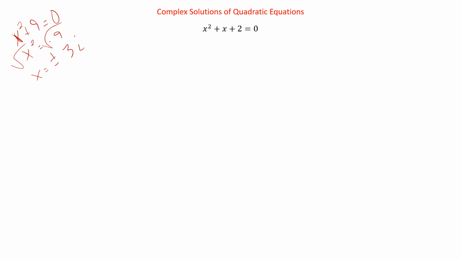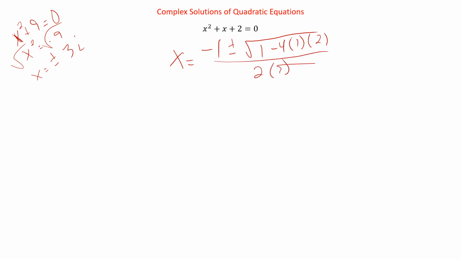So as we're looking at a quadratic, x squared plus x plus 2 equals 0, we can put it into the quadratic formula. x equals negative b, that's negative 1, plus or minus the square root of b squared, 1, minus 4 times a times c, all over 2a. I don't know where that line just came from.